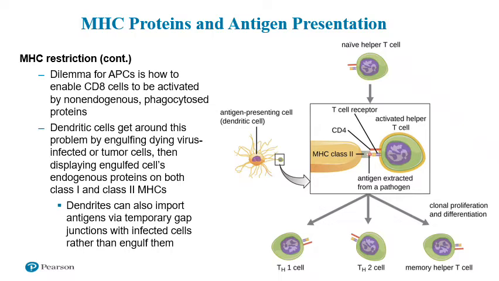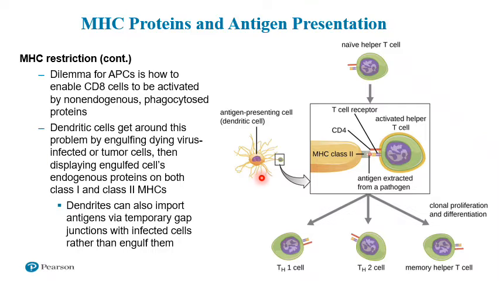The dilemma of APCs, or the antigen presenting cells, is how to enable the CD8 cells to be activated by non-endogenous phagocytized proteins. That is really going to be very hard to do, because your bloodstream is flowing really fast, and all of the cells are passing through, and nobody will find something that needs to be recognized in such a powerful, strong flow of blood. And that's going to be the dilemma.